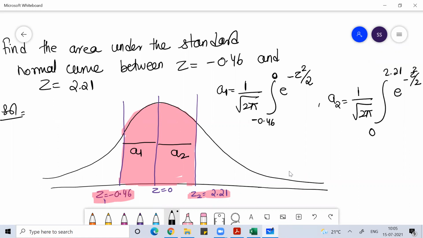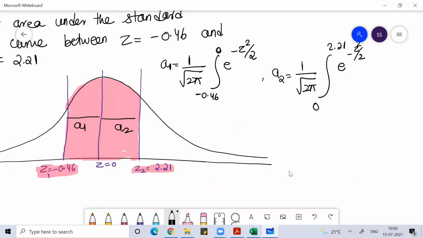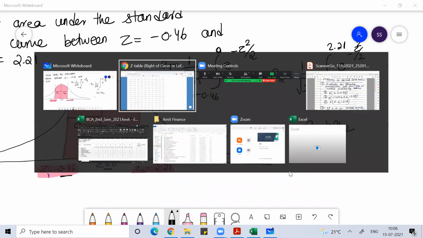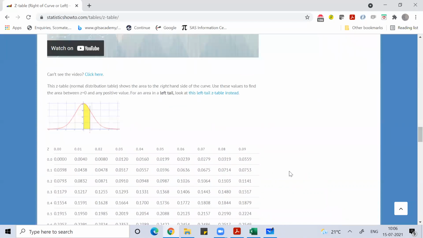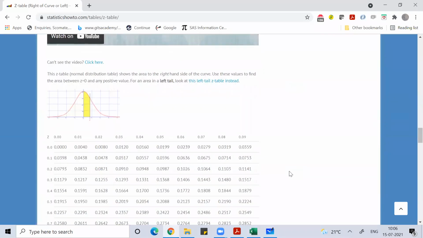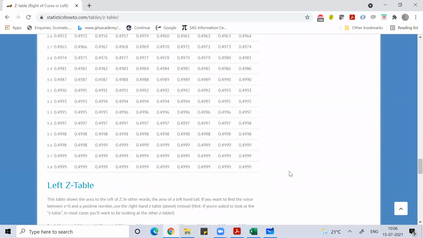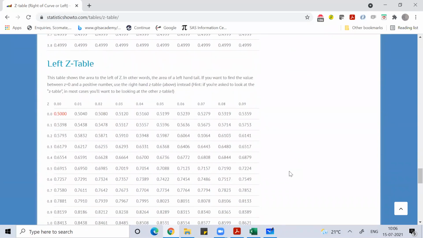So the area under the normal distribution curve from minus 0.46 to 2.21 is the sum of these two areas, A1 plus A2. So you can find the value, from 0 to minus 0.46. You can simply open the normal distribution table for 0.46. You can see the area on the right-hand side, and the left-hand side is the same for 0.46.